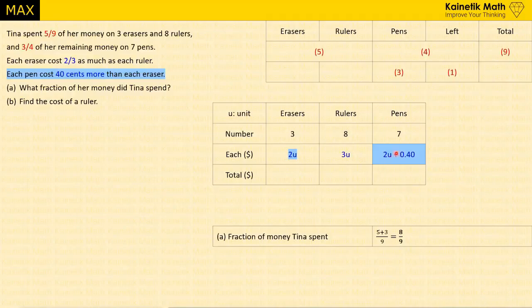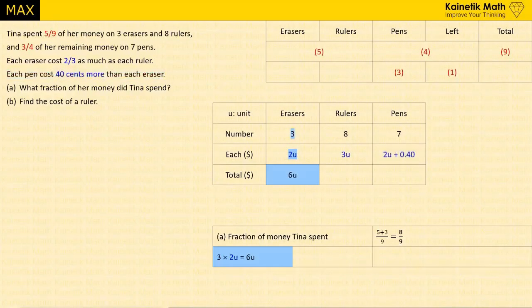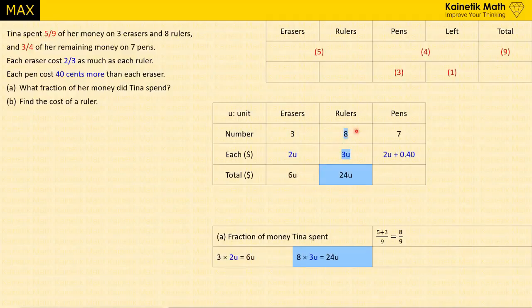Good. So now with all these individual prices, we can then complete the table by carrying out the multiplication, right? So we do it for the erasers first. 3 times 2 units equals 6 units. Then for the rulers, it will be 8 times 3 units equals 24 units.